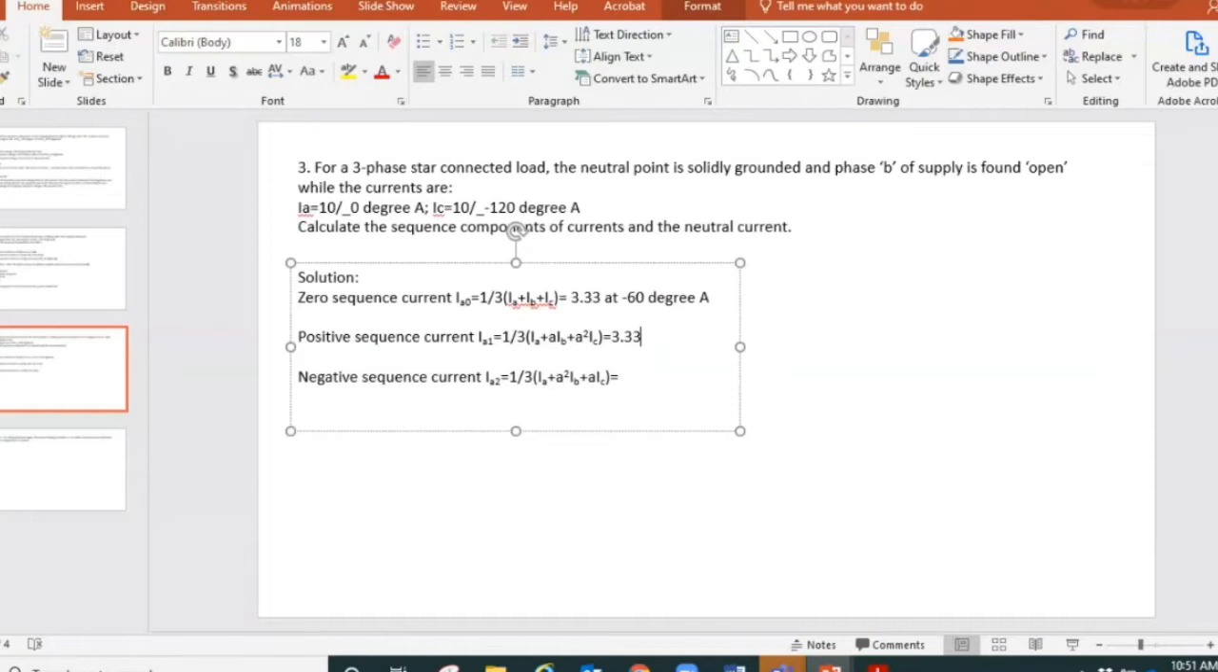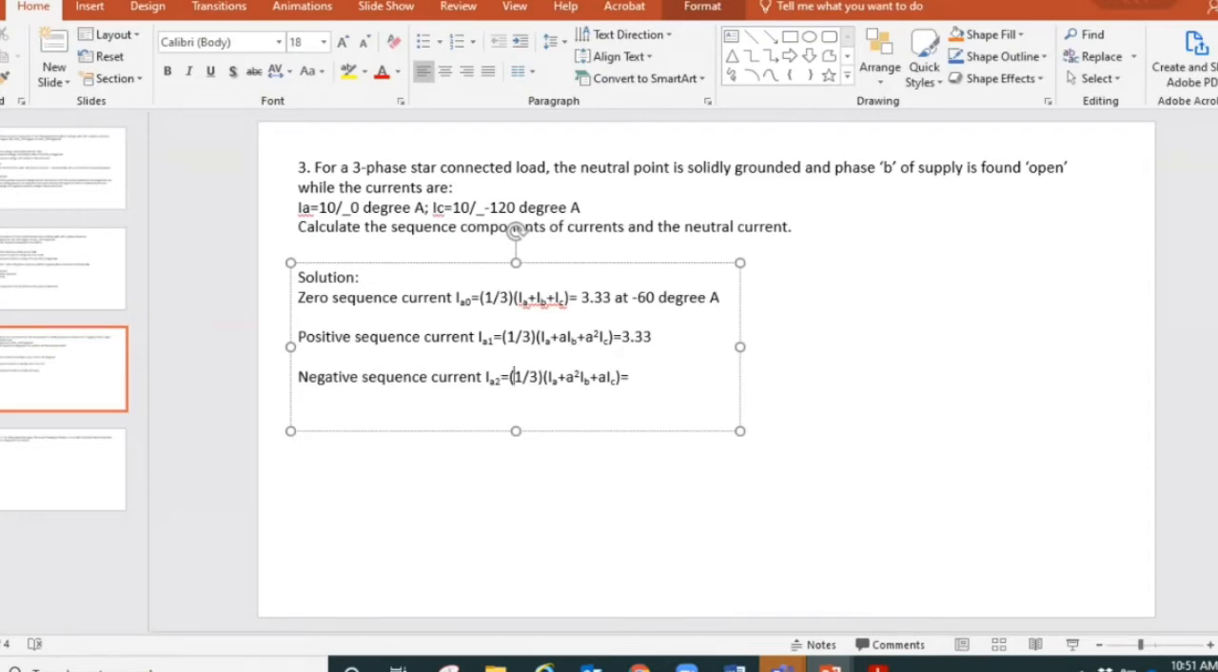The formula for IA1 is 1/3 times. Maybe I should put that 1/3, it's not mathematically right. I should put them in the bracket. Otherwise, it's like 1 over all the way. It's wrong.